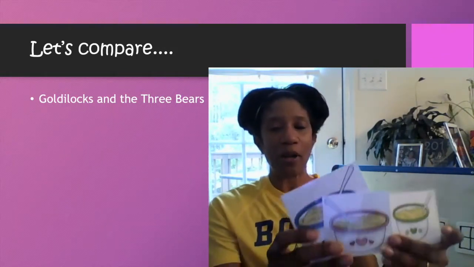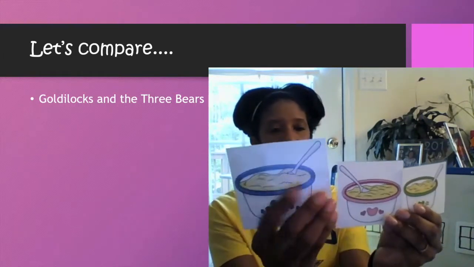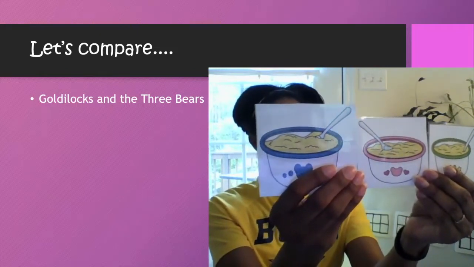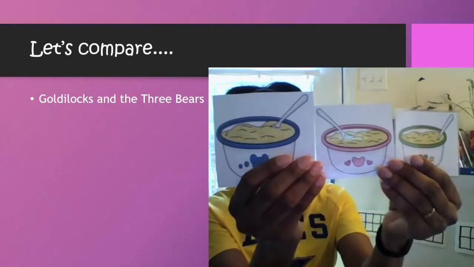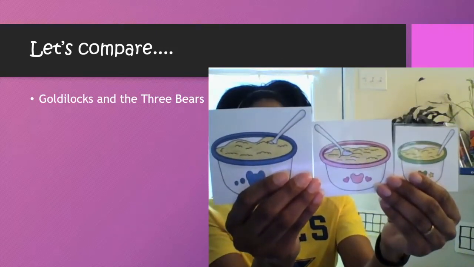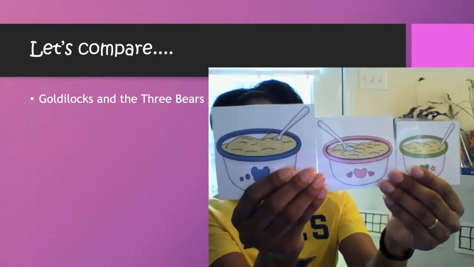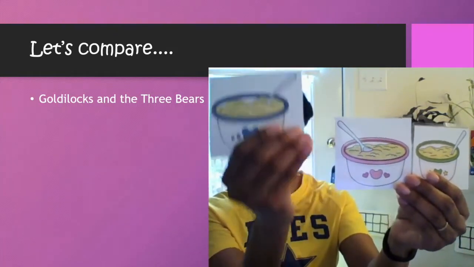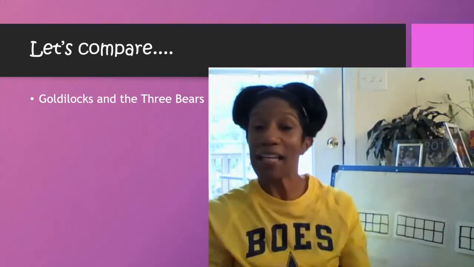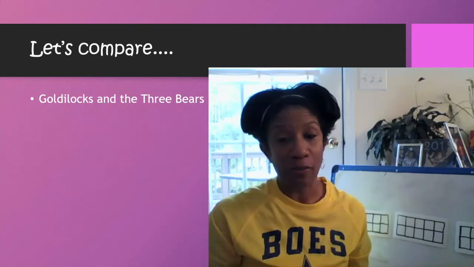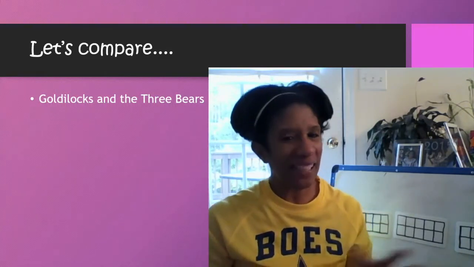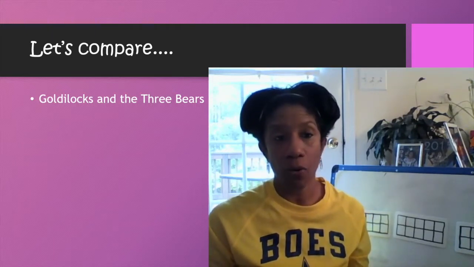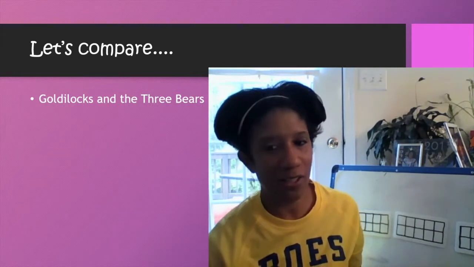So let's look when we put all 3 of their bowls of porridge together. Look at that, they're in order. Papa Bear's is the biggest, Mama Bear's is the next smallest, and then Baby Bear's is the tiniest. So they're in order from greatest to least because they're in order from the biggest to the smallest. Okay, now we just ordered the three bears' breakfast bowls by size, but that's still ordering them. Today we're going to talk about ordering number sets. But let's try one more just to make sure we understand what we're doing.